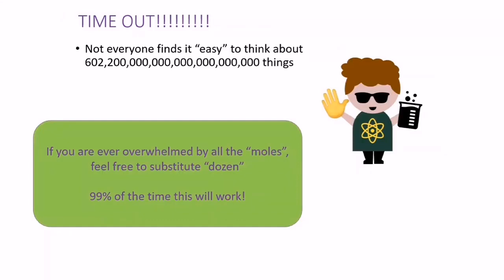But I'd like to pause and recognize that our tiny human brains have a notorious difficulty working with large numbers like 602 billion trillion. If you're ever feeling overwhelmed by using the word mole in a sentence, you can just substitute the more familiar word dozen. It's much easier to think about things in dozens.